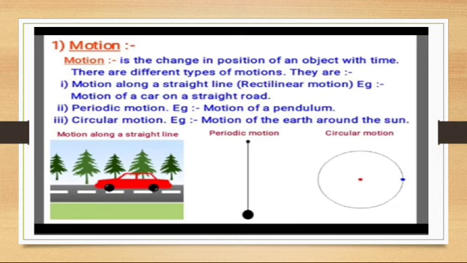There are different types of motion. These are motion along a straight line, which we call rectilinear motion, for example, motion of a car on a straight road. Second one is periodic motion, example, motion of a pendulum. Third one is circular motion, example, motion of the earth around the sun.